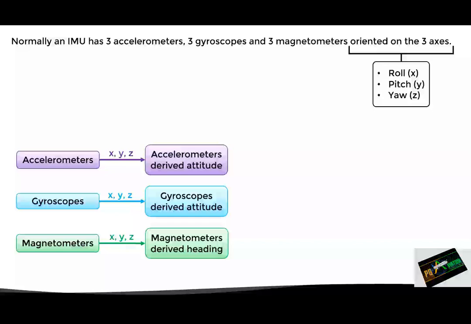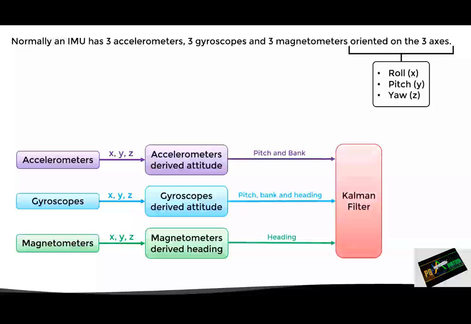With this in mind, and taking into account the capabilities of each type of sensor, we would obtain the following data. The accelerometers are capable of measuring the attitude of the aircraft in terms of pitch and bank. The gyros are capable of measuring the pitch, bank, and heading. And the magnetometers are capable of measuring only the magnetic heading.